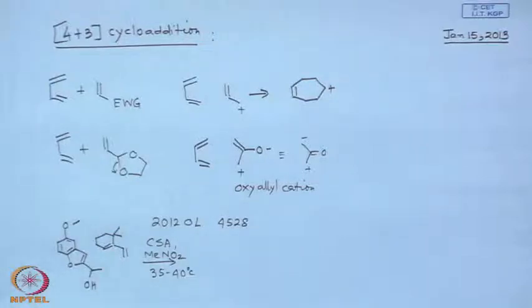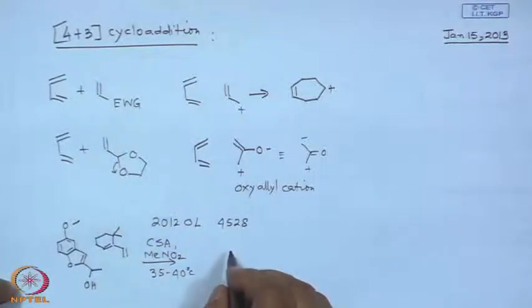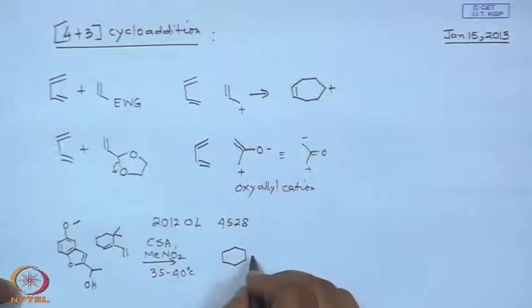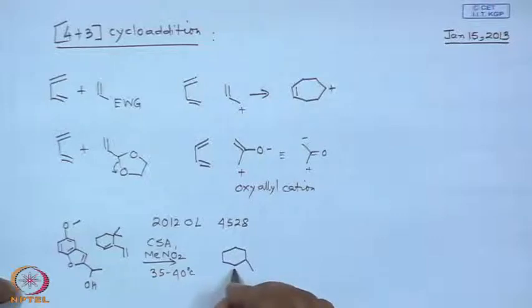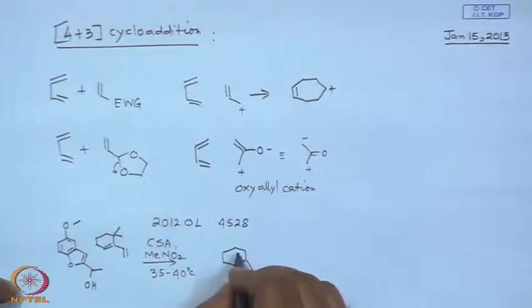So, normally if we did not know the 4+3 cycloaddition reaction, we would have expected no reaction in this case, right. At best, in the presence of camphor sulfonic acid, this alcohol would undergo dehydration to form the corresponding diene systems, but the result in this case is remarkably good, in the sense I will tell you why it is remarkable. The reaction result is remarkable.